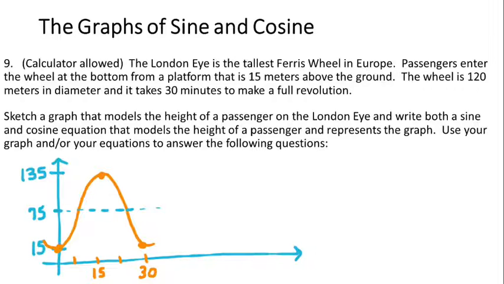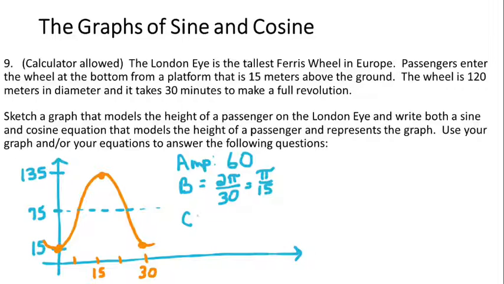So I think I'm going to write a cosine equation first because we're starting at the bottom of the cycle. Our amplitude, remember, is the distance from the middle to the highest point, or the distance from the middle to the lowest point, and we just figured out that that's going to be 60. The period, we know, is 30. What I need is the b value. Our b value is going to be equal to 2 pi divided by that period, which is 30 minutes. And so that simplifies to pi over 15.